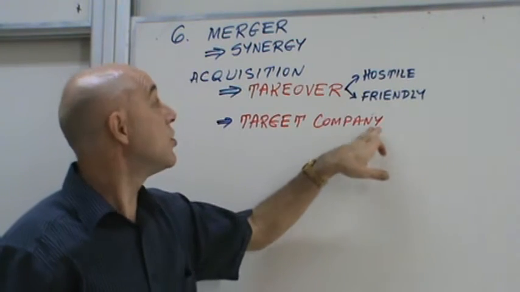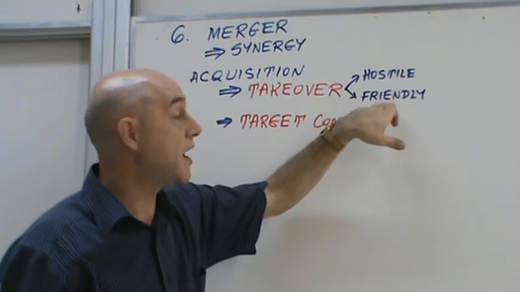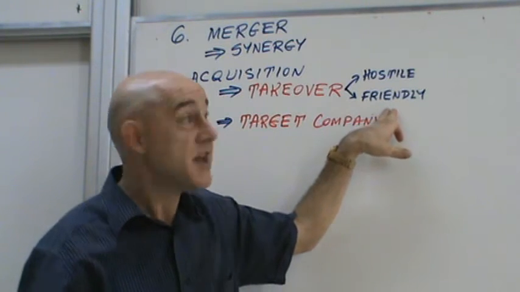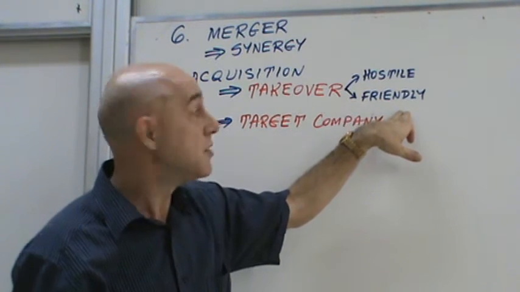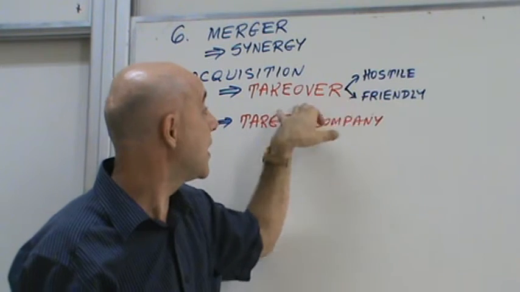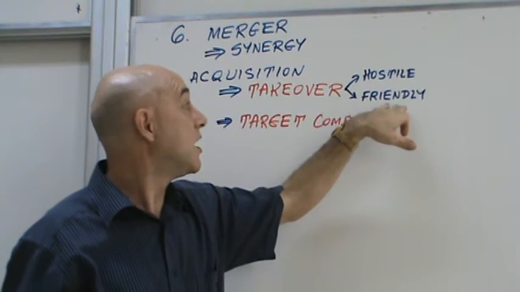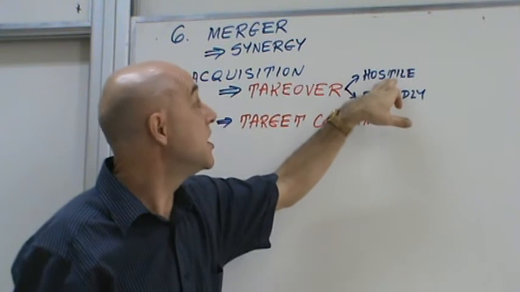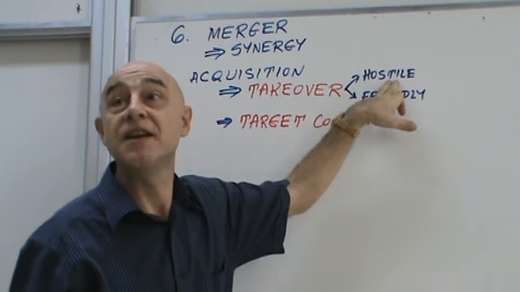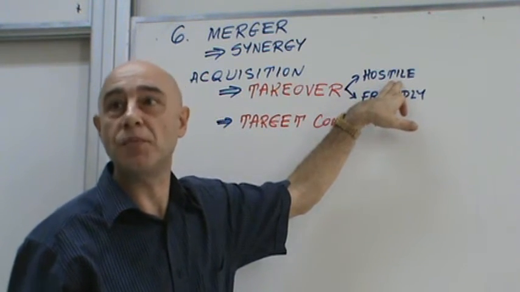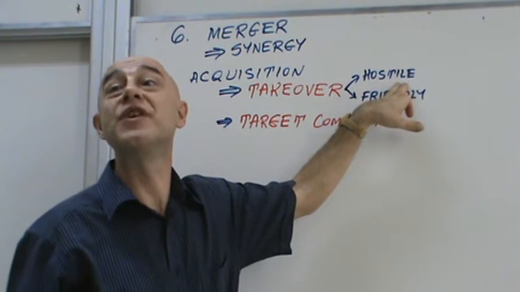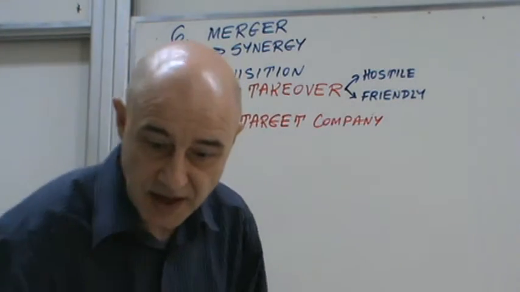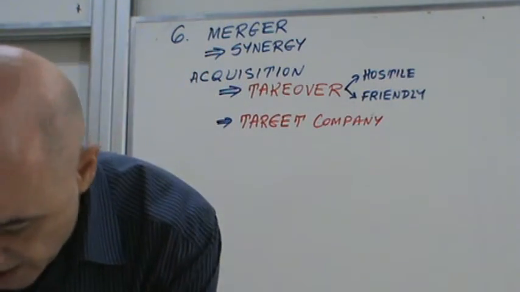Cooperates. So the difference between hostile and friendly, that's a question for the quiz, is that in a friendly merger or acquisition or takeover, the friendly management cooperates. In the hostile, the management does not cooperate. It's the opposite. It resists the merger or the acquisition.